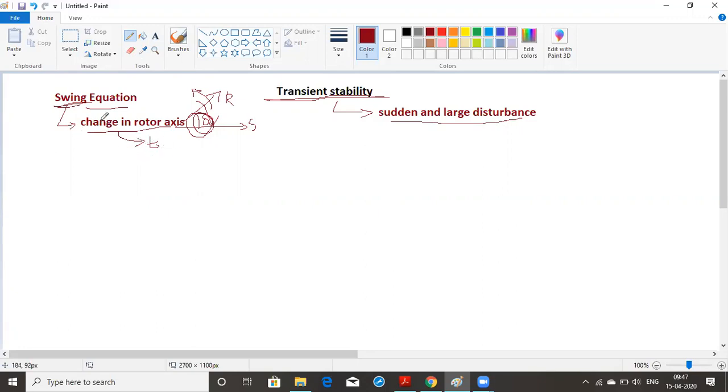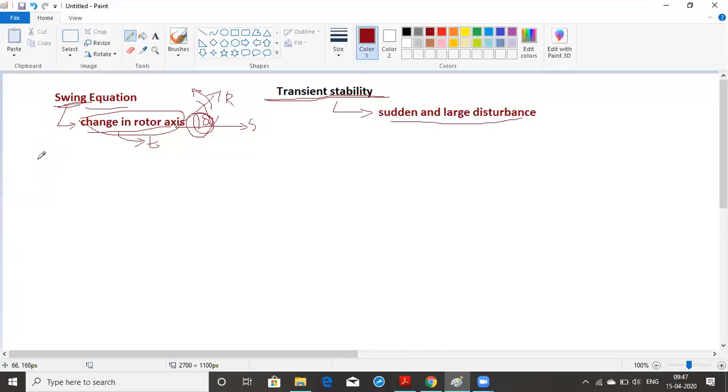Call it the relative motion. You can also call it the change in rotor axis. Physically, you can define it as the relative motion of the rotor axis with respect to the stator axis as a function of time, which is called the swing equation.